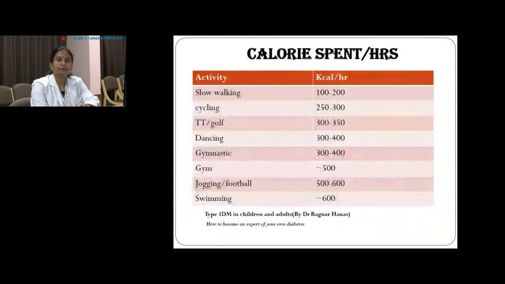In management of diabetes, exercise is very important, as I told. Slow walking spends 100 to 200 kilocalories per hour. If you are walking for 1 hour, it will spend 100 to 200 kilocalories. Cycling, 250 to 300 kilocalories. Golf, 300 to 350. Vigorous dancing, 300 to 400 kilocalories. Gymnastics, 300 to 500. Gym, 500.